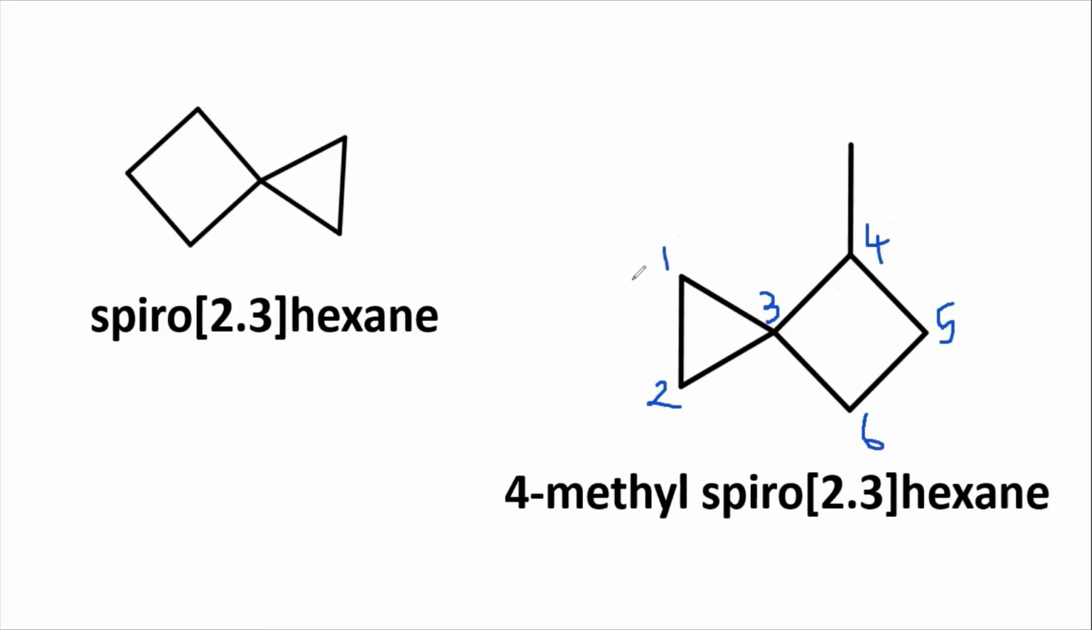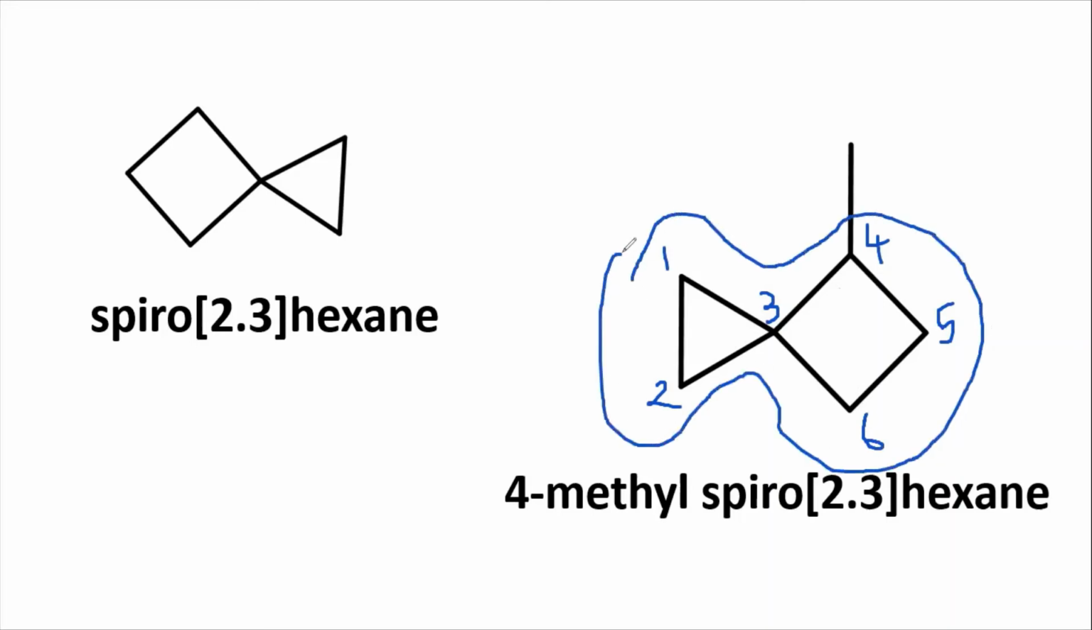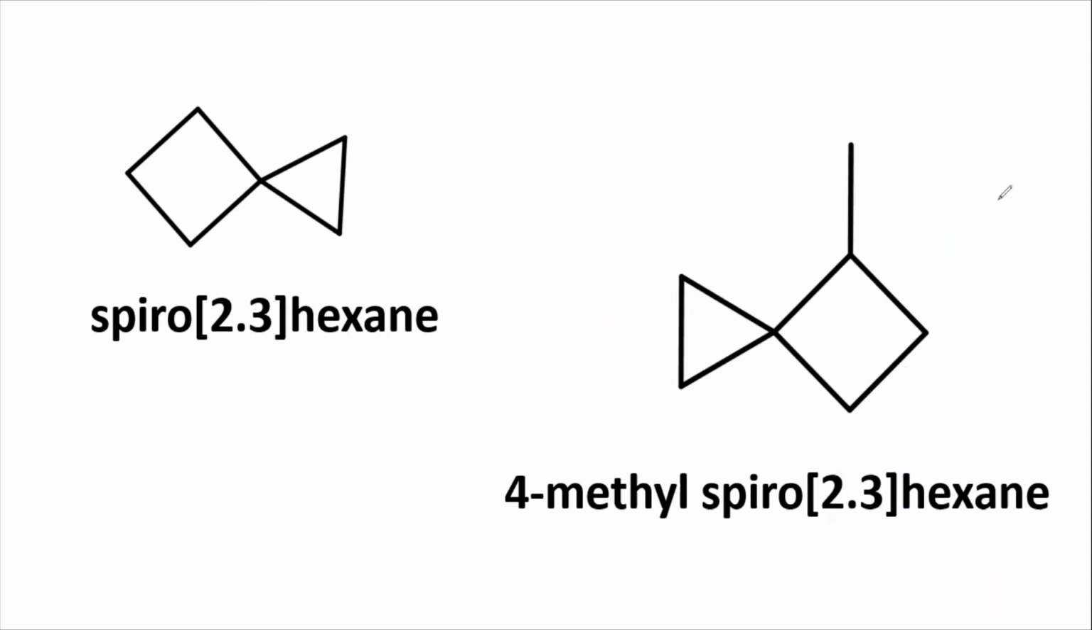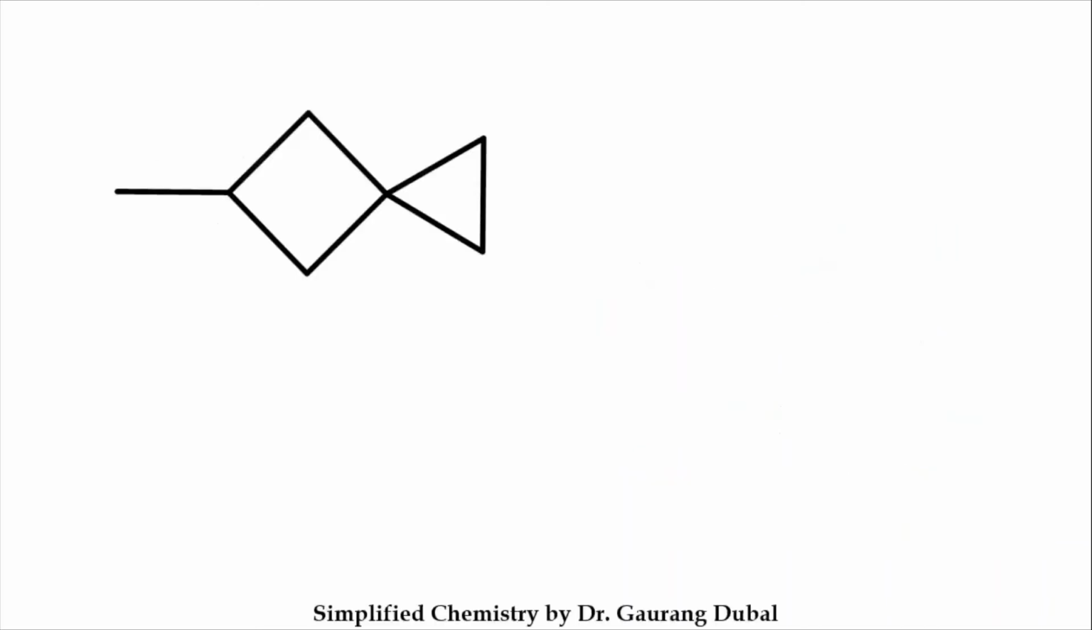So the total number of carbons in the Spiro system is 6. So I wrote here 6. 6 means hexane. If you calculate, one side 2 carbons, another side 3 carbons. So A will be 2 and B will be 3. I hope it is clear to everyone. Let's see the next example. Yes, I am giving you again 5 seconds to solve this example.